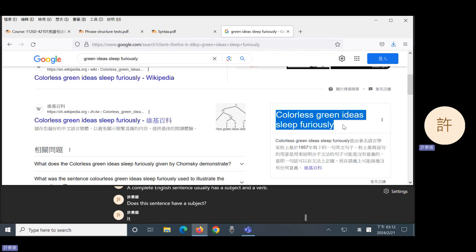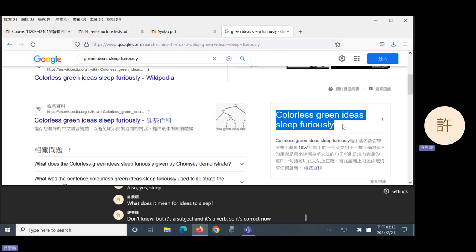It does, right? Ideas is the subject. Does this sentence have a verb? Also, yes: sleep. What does it mean for ideas to sleep? Don't know, but it's a subject and it's a verb, so it's correct.